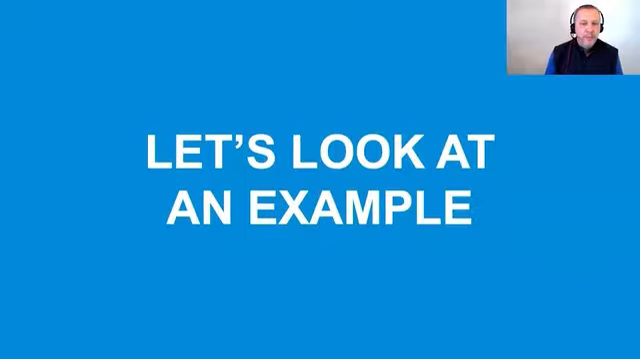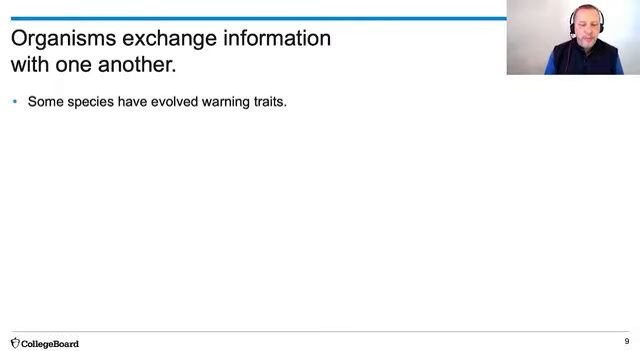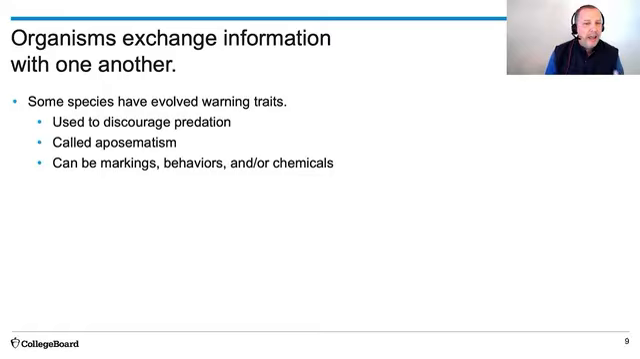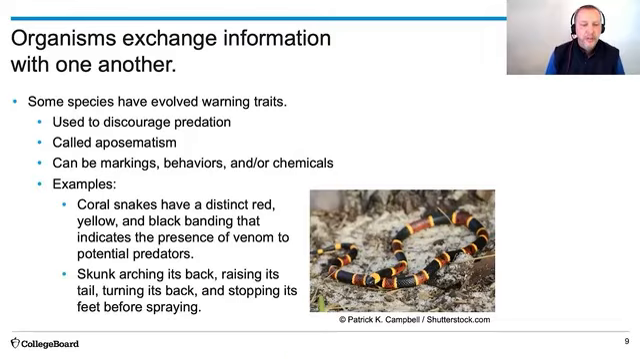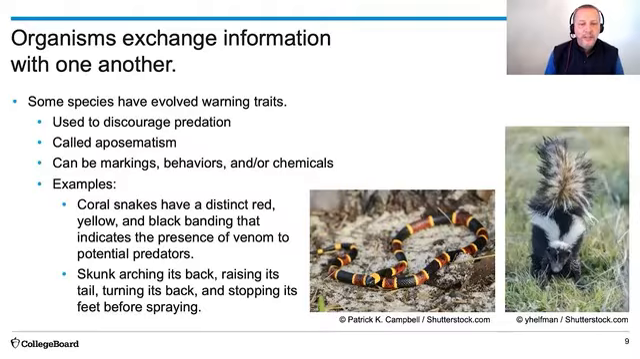So let's look at an example. This is an example to illustrate the concept of organisms exchanging information with one another. Some species have evolved warning traits. They're used to discourage predation. It's called aposematism. It can be markings, behaviors, and or chemicals. Examples: One, coral snakes have a distinct red, yellow, and black banding that indicates the presence of venom to potential predators. Two, skunks arch their backs, raise their tails, turn their back, and stomp their feet before spraying.